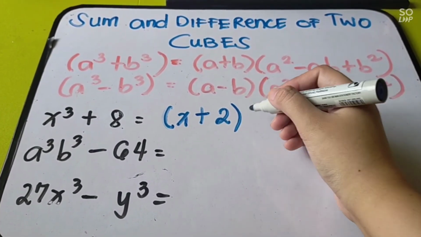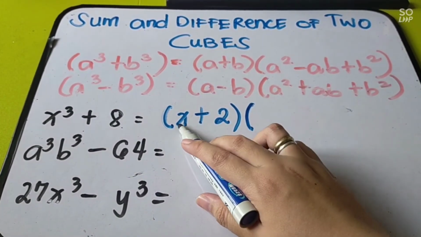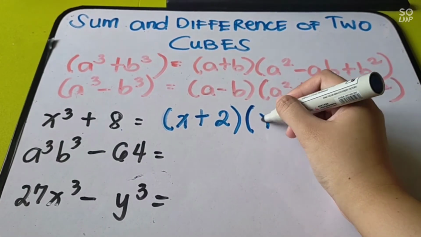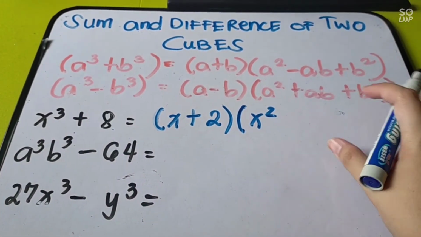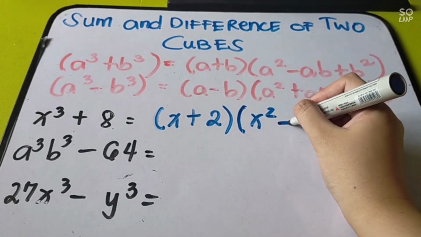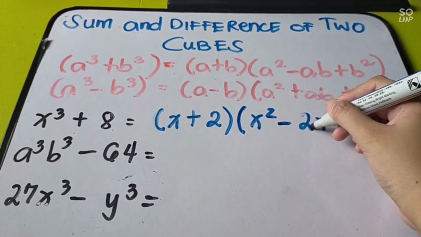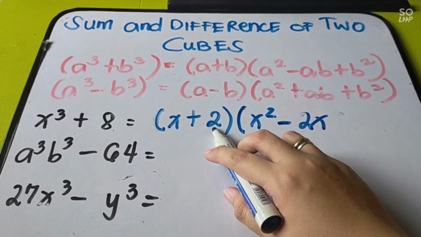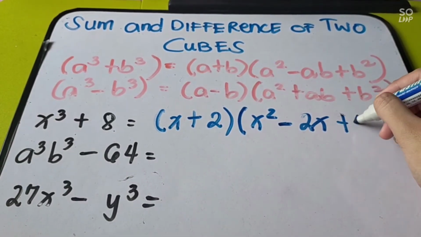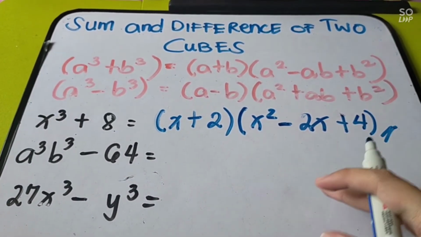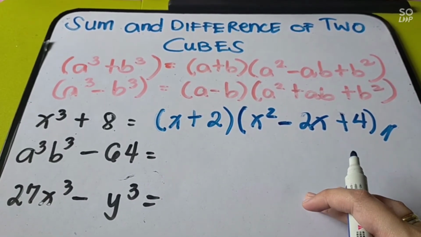So, x plus 2. Afterwards, squared mo lang to. Squared ng x, we have here x squared. Then, yung plus, magiging minus na. Sunod na. Then, 2 times x, the answer is 2x. Then, squared mo yung 2. Means 2 squared, the answer is plus 4. Yun na. So, that is the answer for x cubed plus 8.